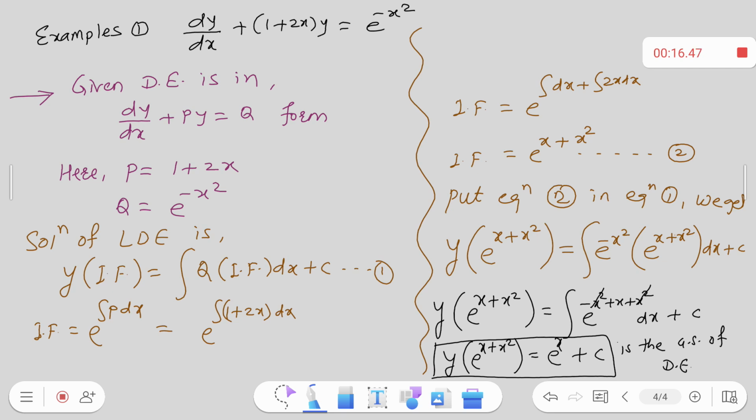Take next. Solve the differential equation cos x dy by dx plus y is equal to sin x.